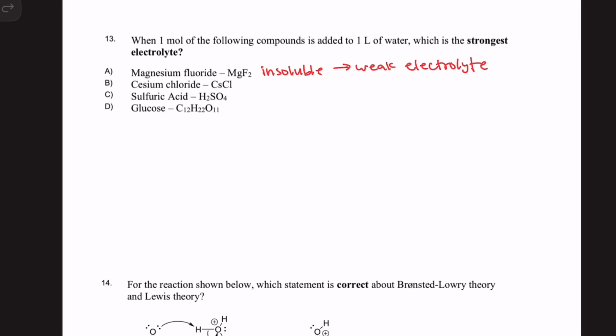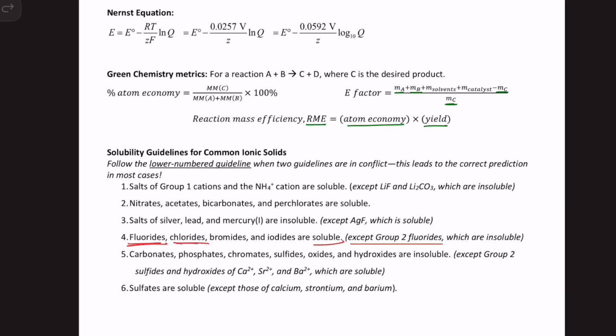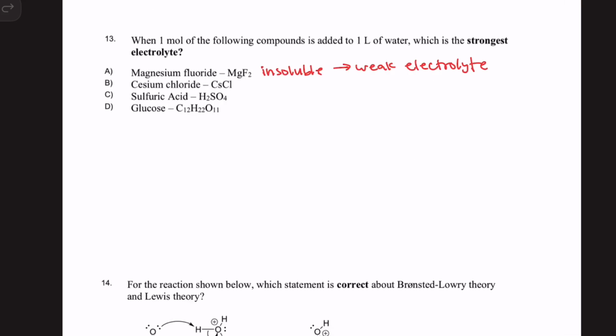All right, for cesium chloride, you're going to look on the formula sheet again. So chlorides I see are over here, and there are no exceptions for this, so we know that this is soluble. So this is going to be a pretty strong electrolyte. And what ions does it dissociate into? It's going to be Cs plus and Cl minus. Sorry, this is Cs plus because we have Cl minus.